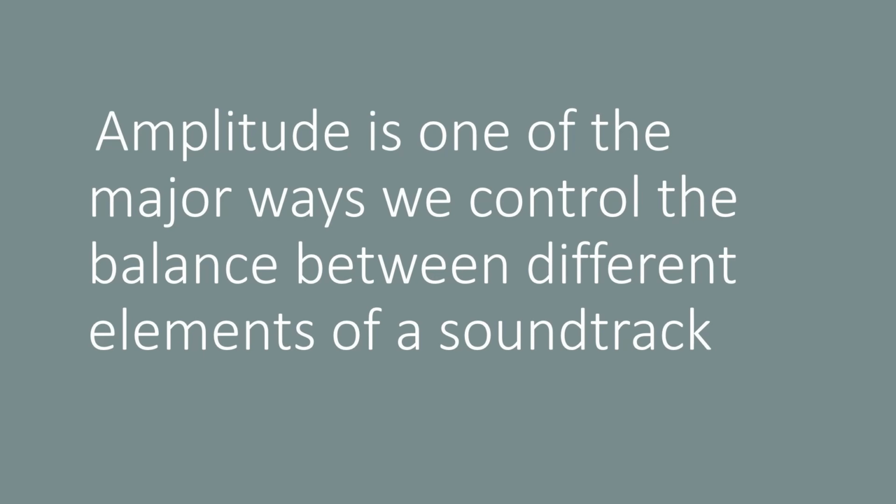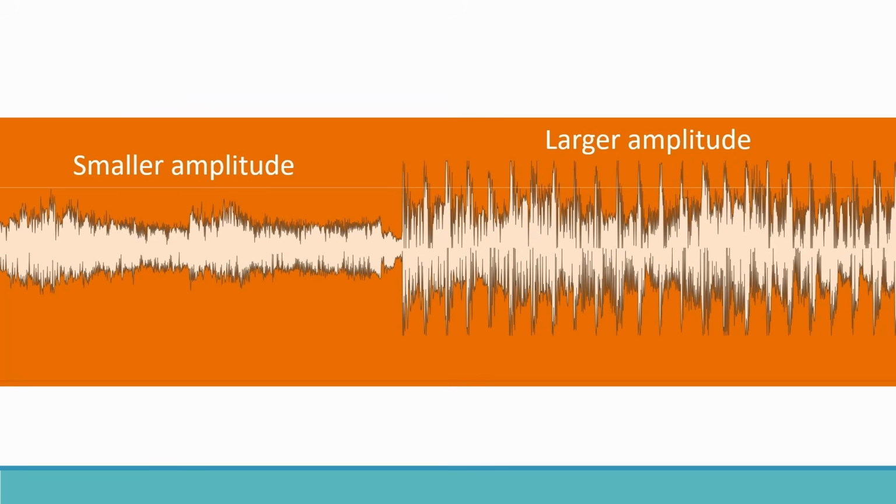Think about the volume buttons on your phone. When you press the up button, you're increasing the amplitude of the sound. When you press the down button, you're reducing the amplitude. In DaVinci Resolve, amplitude is visualized in the waveform display of the clips, where taller waveforms represent louder sounds and shorter ones represent quiet sounds.